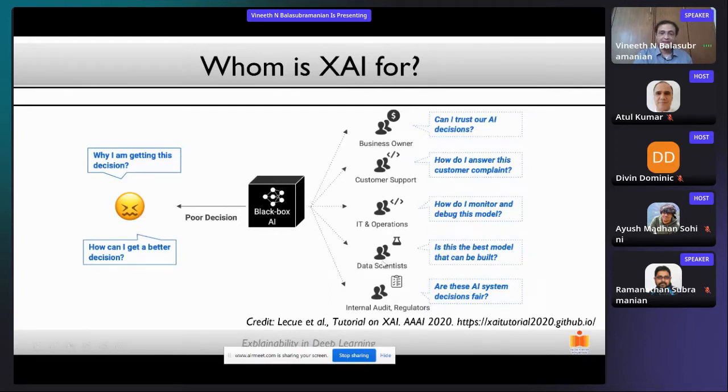For a data scientist, it could mean, how could I use this explainability to design a better model, right? If I know why a model was making this decision, and let's say the decision was wrong, now the data scientist knows that perhaps something needs to be changed to improve the model and the decision making for those kinds of cases. And finally, one of the most important aspects today, which is the legal aspect for auditing and regulation purposes. Are these AI system decisions fair? Once again, it depends on explainability, right?